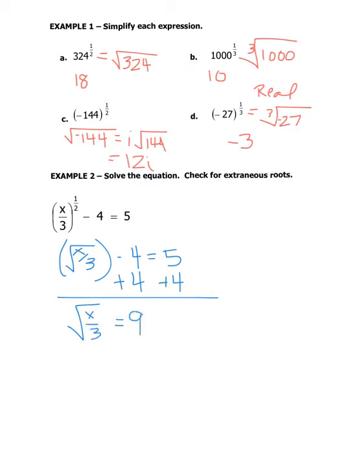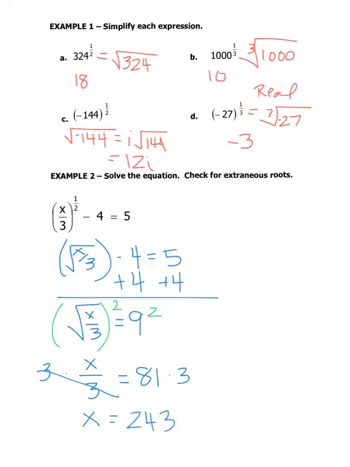So my next step then is going to be to square both sides. That's the only way I'm going to be able to get rid of that square root. So let's square both sides. And when I do that, I'm left with what I had underneath the radical. So that was x over 3. And then I had 9 squared gives me 81. And then to get x by itself, I will multiply both sides by 3. That eliminates the 3's over on the left-hand side. I get x equals, and then 81 times 3 gives me 243.